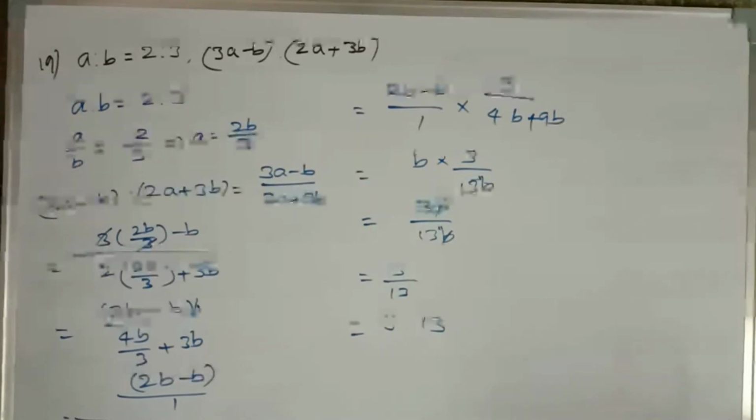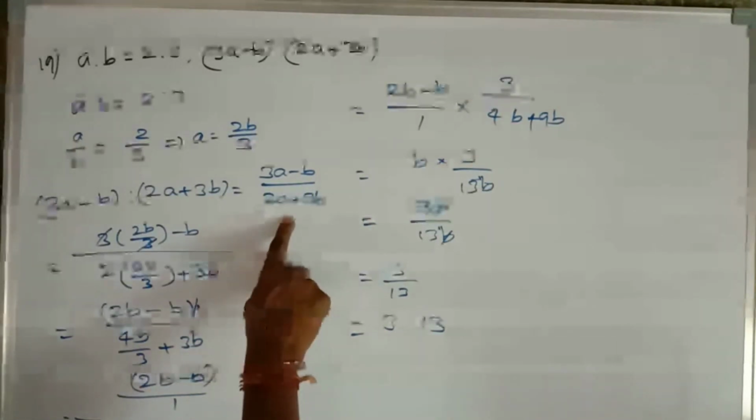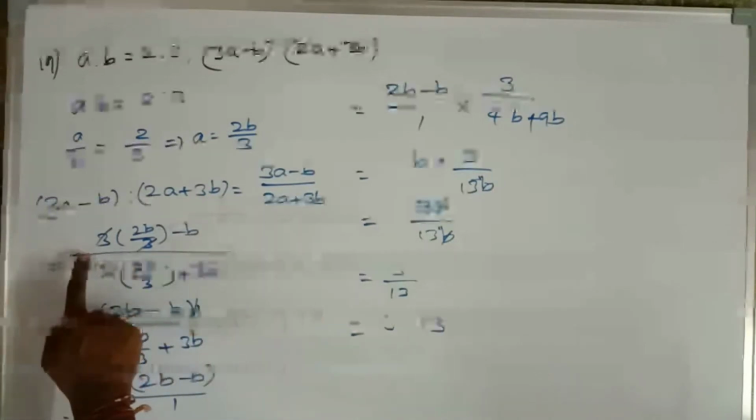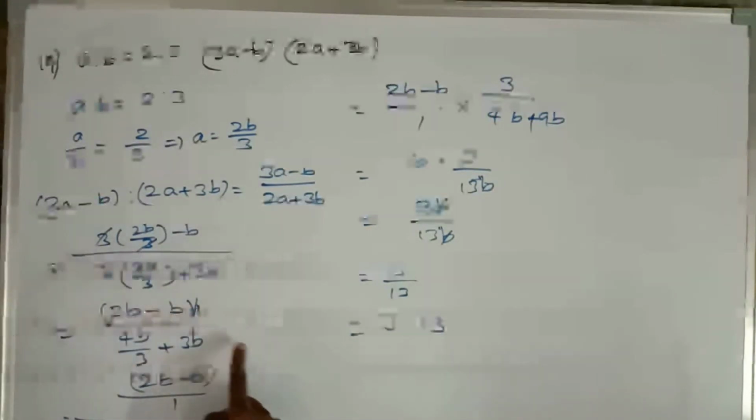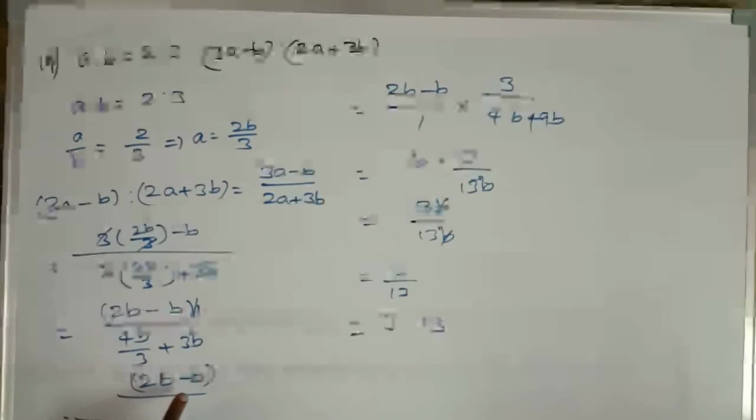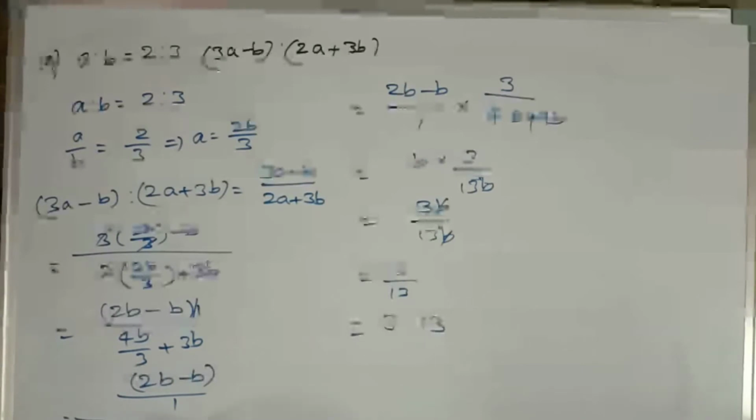Now I am going to substitute the A value in this question, that is 3A minus B is to 2A plus 3B. I can change it into fractions like this. Then I am going to substitute here. Okay. So after simplification, I am getting the value 2B minus B by 1 is equal to 4B plus 9B by 3. 2B minus B by 1 into, I am doing the reciprocal here, 3 by 4B plus 9B.